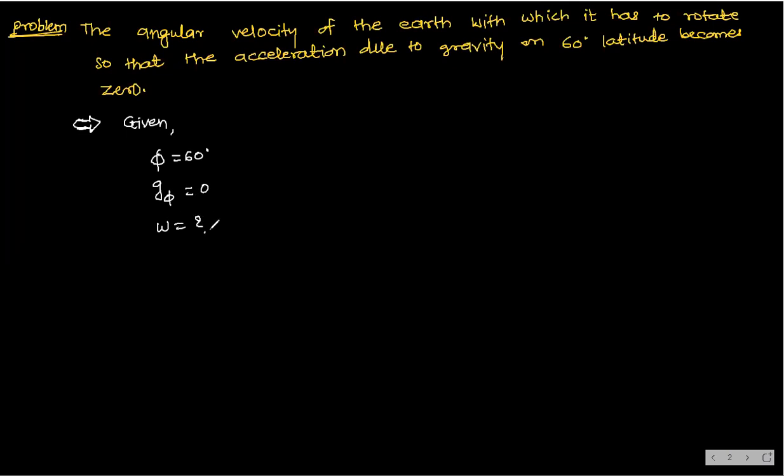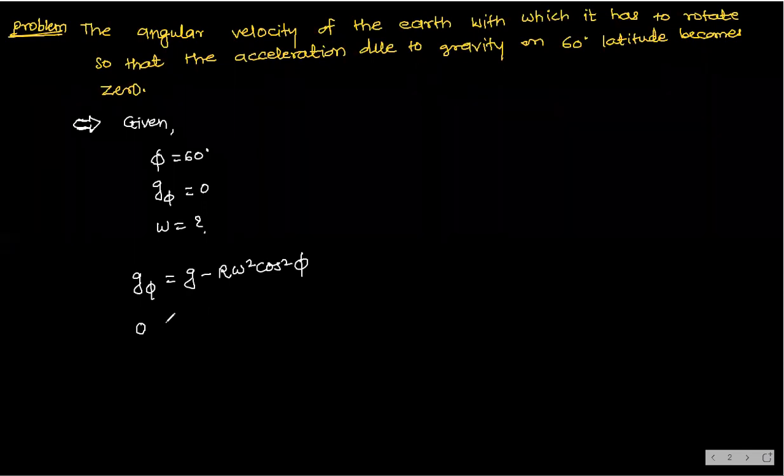Omega is equal to question mark. See now, what is the formula? g phi is equal to g minus R omega square cos square phi. Now, at this latitude, means at 60 degree, the gravity will become 0. It means what I should substitute? g phi I should substitute 0. Okay, substituted. This is equal to g minus R omega square cos square phi.